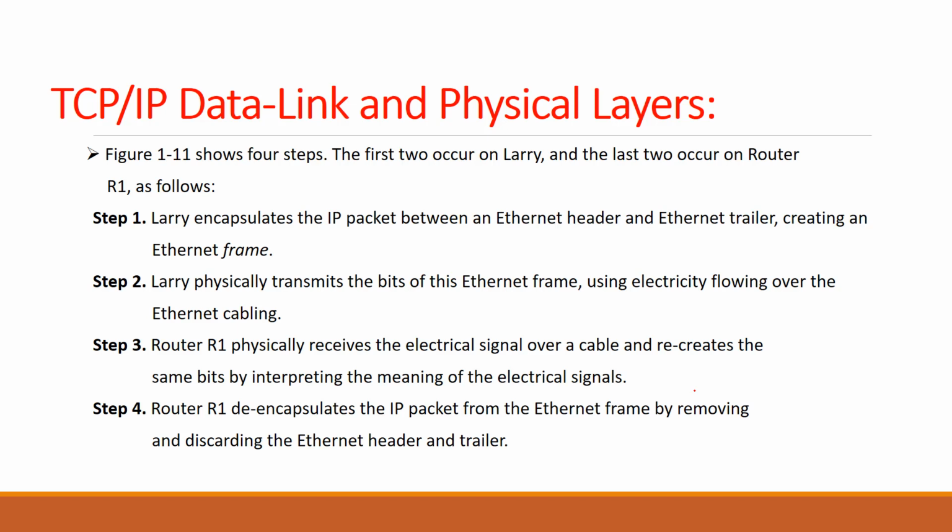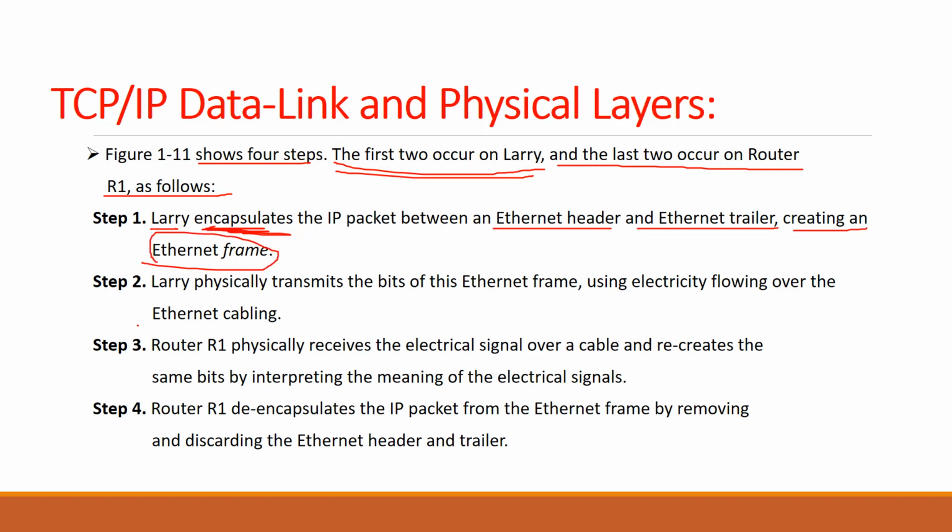These steps describe exactly what happens in the previous slide. The first two steps occur on Larry, and the last two steps occur on router R1, as follows. Larry encapsulates, meaning adds a header and trailer, an Ethernet header and Ethernet trailer, creating something called an Ethernet frame. Then Larry physically transmits the bits of this Ethernet frame using electricity flowing over the Ethernet cabling.